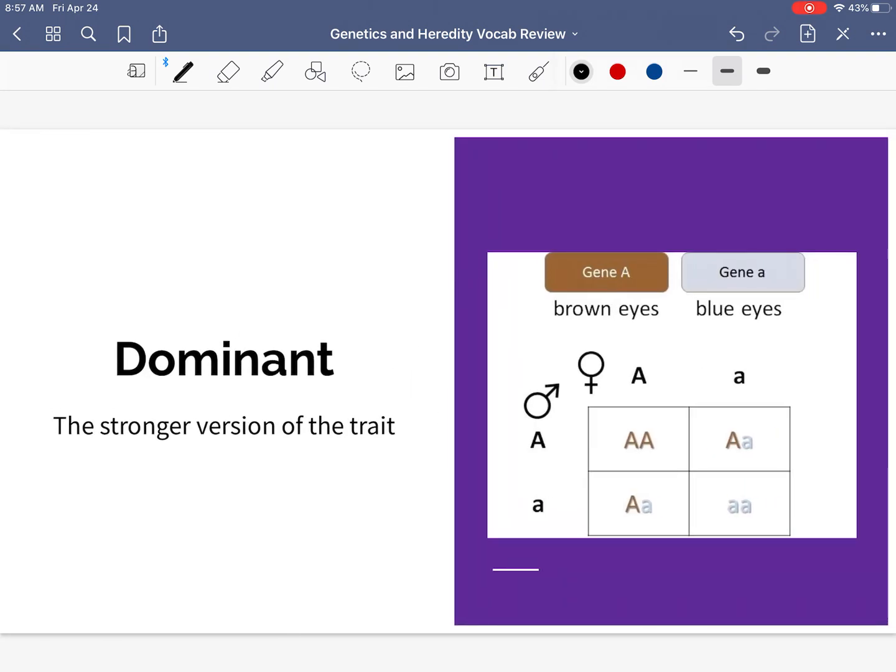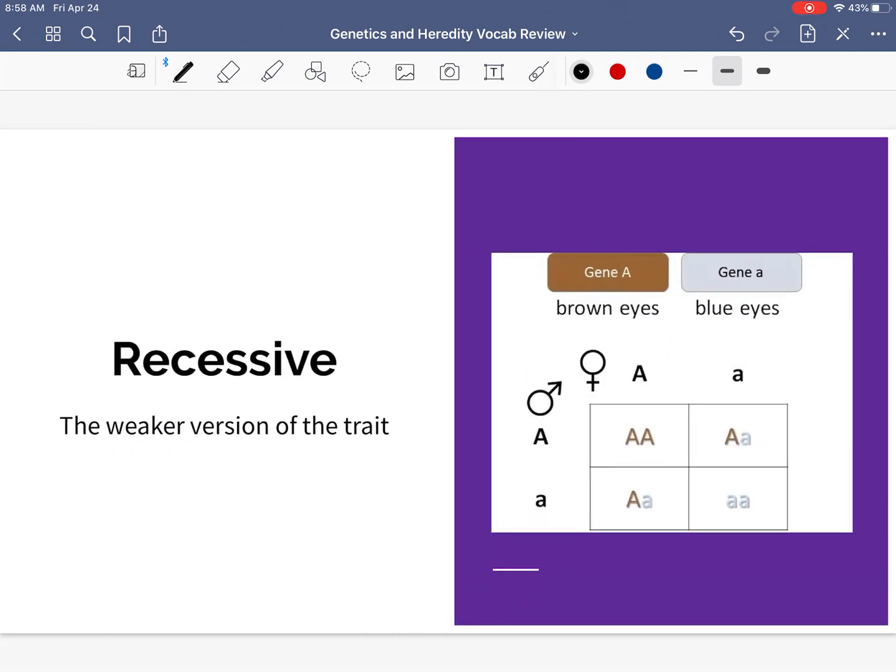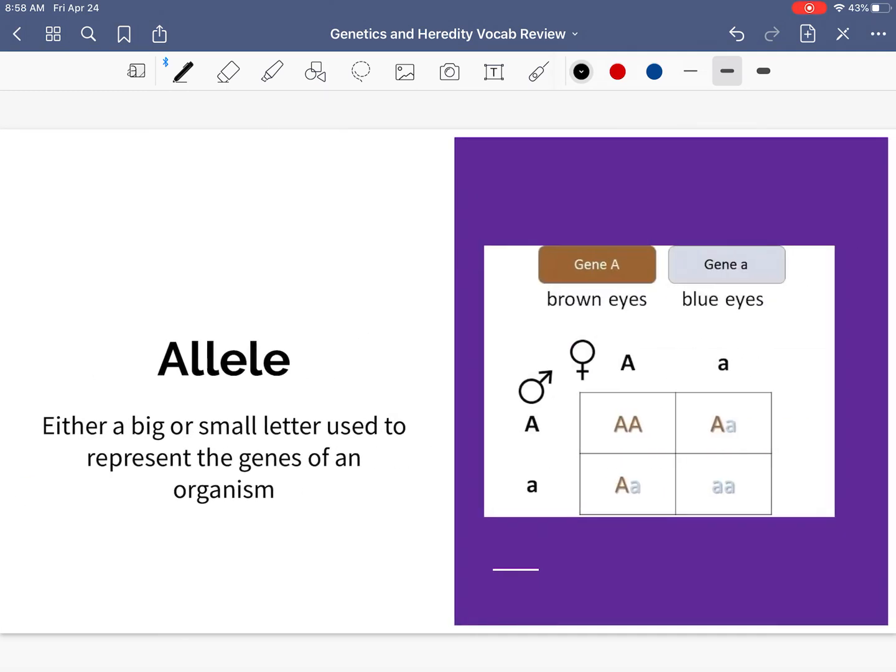Next, you have dominant, the stronger version of the trait. The dominant trait is always going to be represented by the capital letter, and in this case, it's brown eyes. Then you have the recessive trait, which is the weaker version of the trait. That's always going to be identified by a lowercase letter, and in this case, it is blue eyes. The alleles are simply the letters used to represent the genes. So here your alleles are capital A and lowercase a.